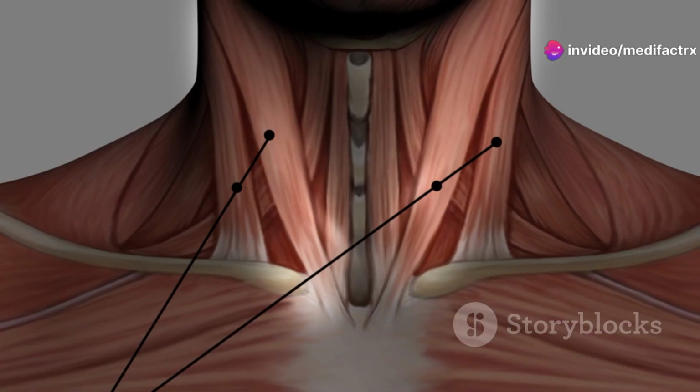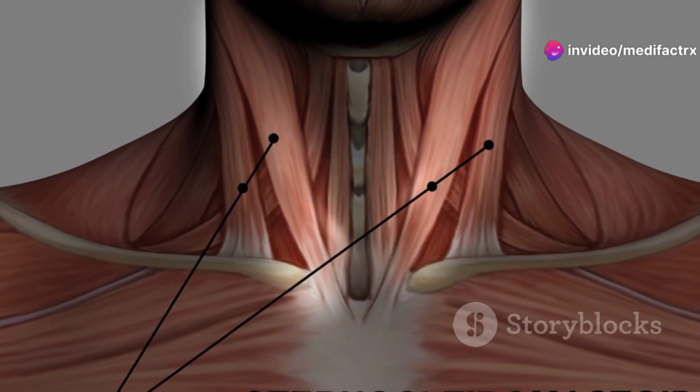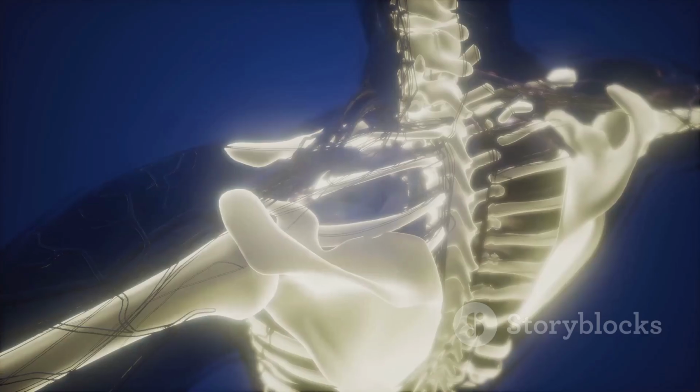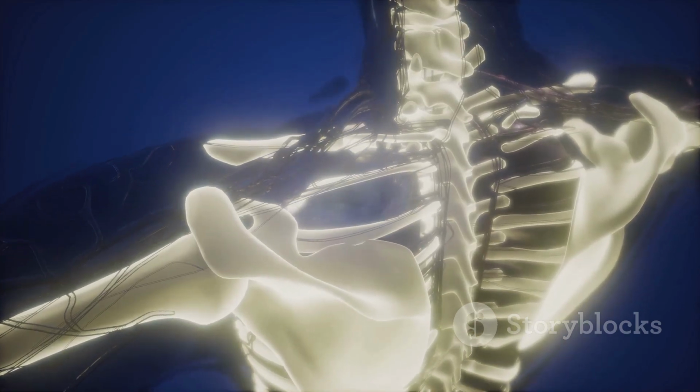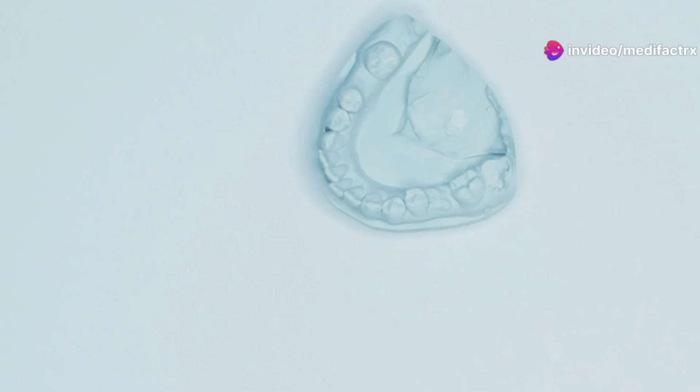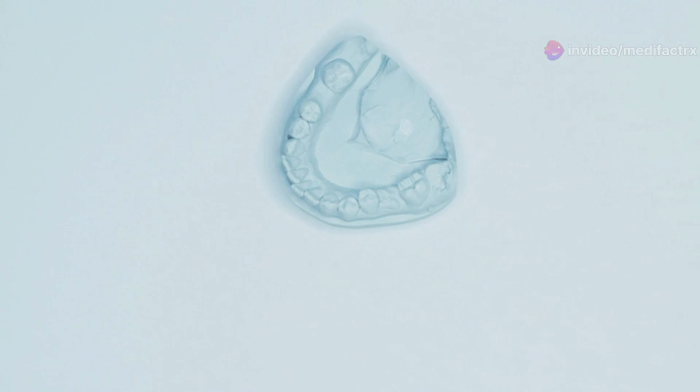The anterior triangle of the neck is a crucial anatomical region that every medical student must understand thoroughly. This triangle is formed by three key boundaries: the anterior border of the sternocleidomastoid muscle laterally, the anterior midline of the neck medially, and the lower border of the mandible superiorly.